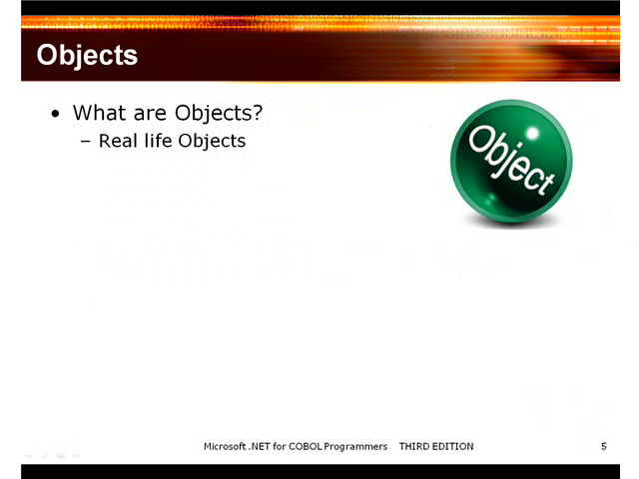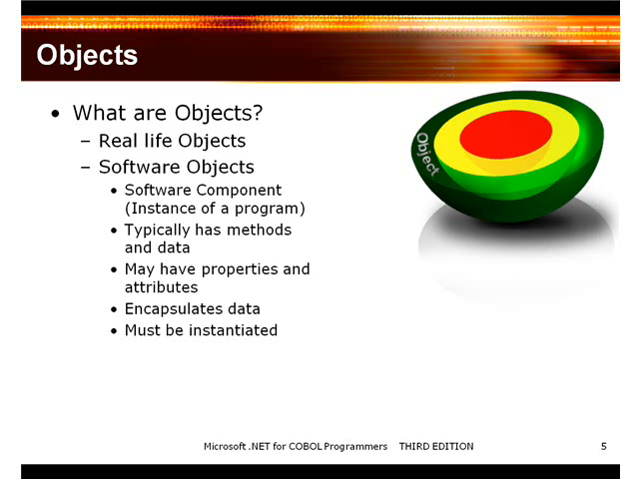At the center of object-oriented programming are, well, objects. Objects model real-life objects or things, as we said before, with their various attributes and behaviors. In software terms, objects are combinations of data and procedural code. Objects must be instantiated, and they have methods and data. They also may have properties and attributes.